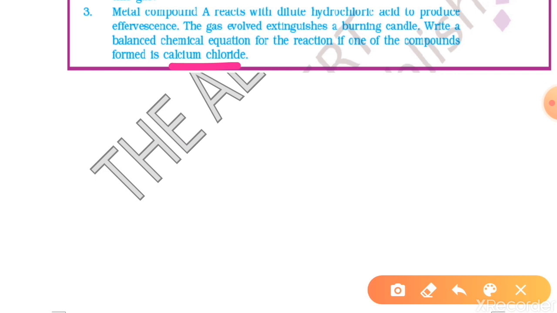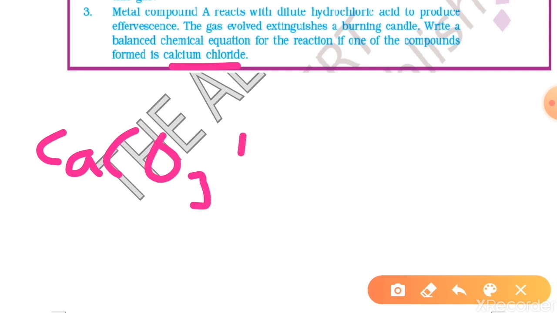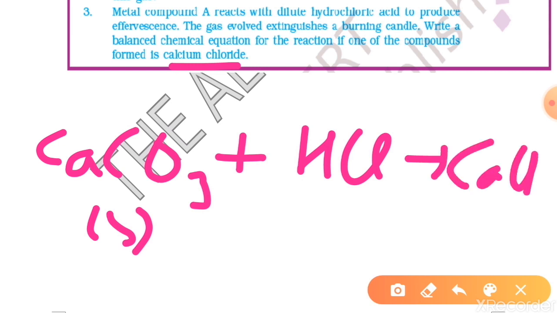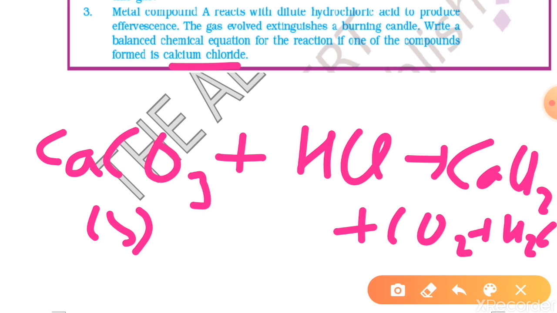So here the same reaction is going on. Our compound can be calcium carbonate CaCO3. When it is reacting with hydrochloric acid HCl, we will write aqueous for HCl and solid for calcium carbonate. They will produce salt CaCl2, which is calcium chloride, along with CO2 and water H2O. Now we will balance this chemical equation.